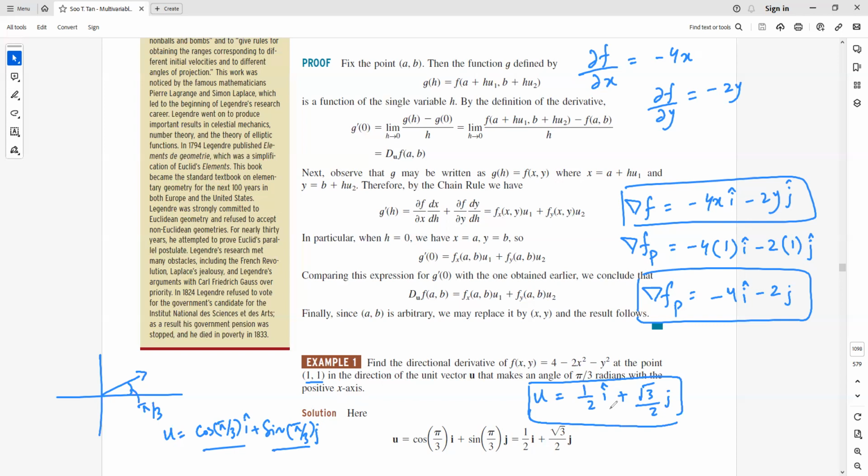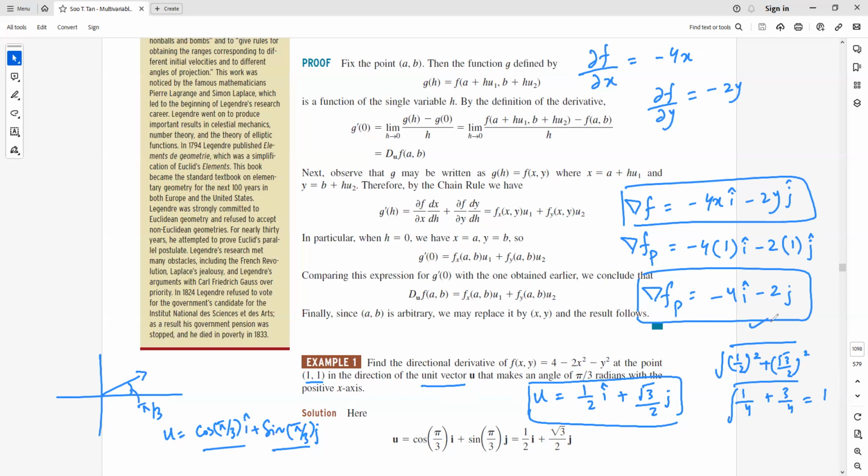Now, this is a unit vector in the direction of the unit vector. Since its magnitude is 1, we know that the magnitude is (1/2) squared plus (root 3 over 2) squared. If we sum this, that is equal to 1, right? So the magnitude is 1. It means that this is a unit vector.